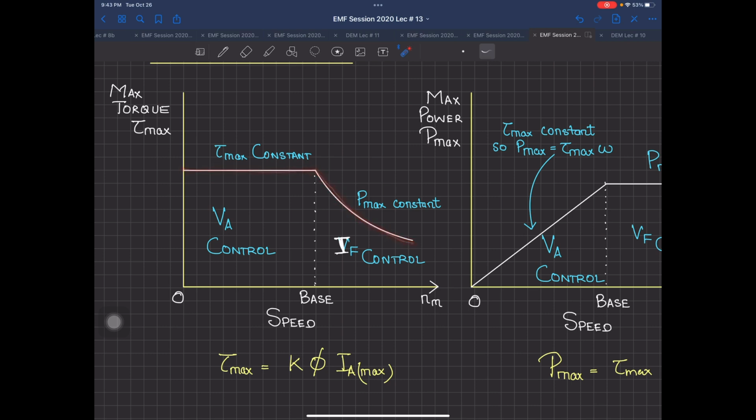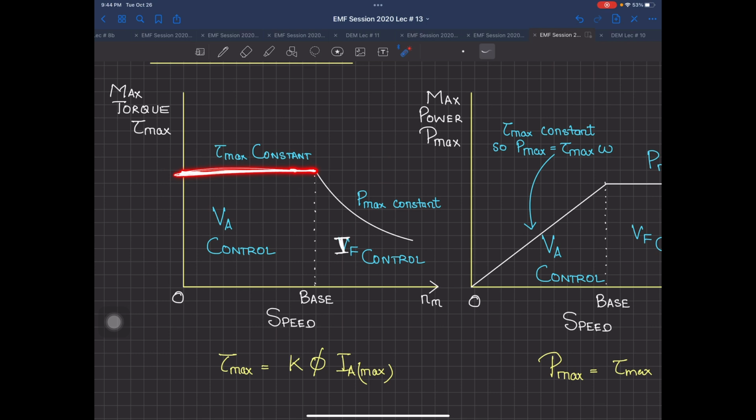Now, what is this curve, which follows a straight line here and then goes exponentially down? If you look closely, this is a straight line. These are capability curves, and we know the torque of any machine is equal to K phi I max. When you are increasing your machine speed from 0 to some base speed, your speed is going to increase from 0 to here. Now, in this region, when you are using your VA control, what is the torque that you can actually get out of your machine?